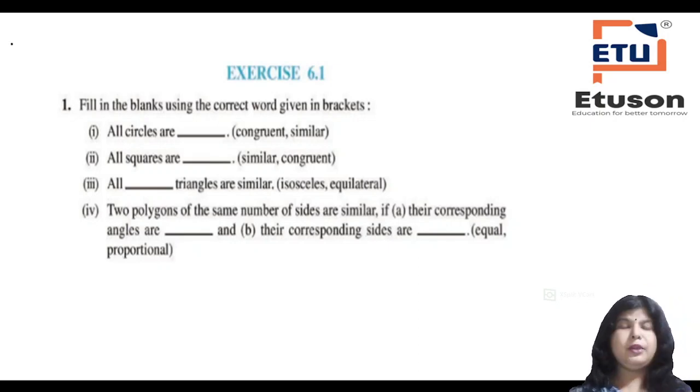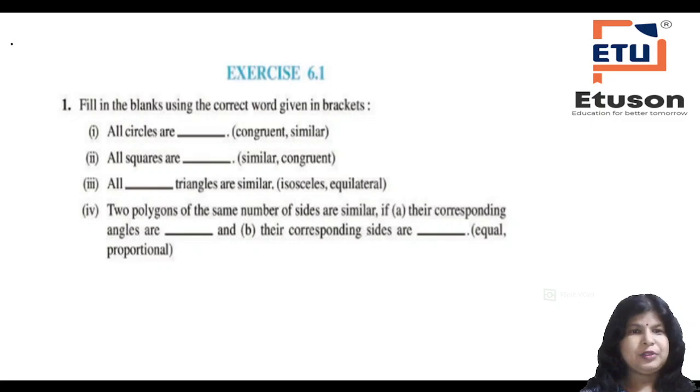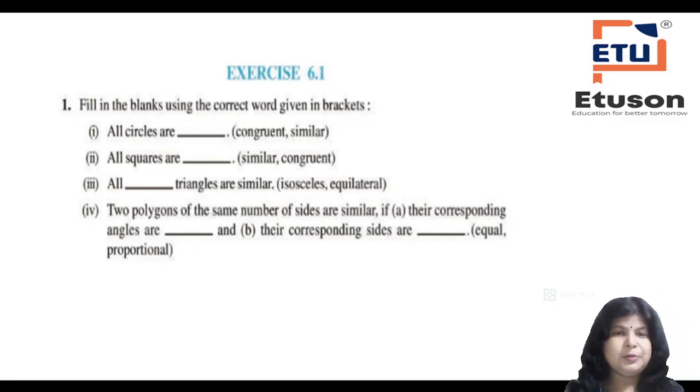So what do you mean by congruent? It should be similar in shape and size. What do you mean by similar? Similar means some condition has to be satisfied. It may not be of the same size, but it is of the same shape. So all circles are of the same shape, correct or not? So your answer is all circles are similar, correct?